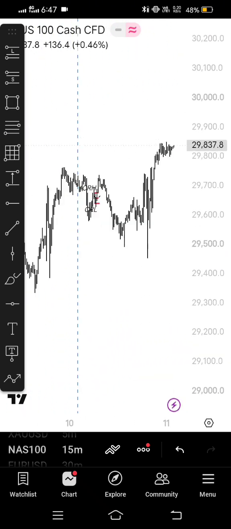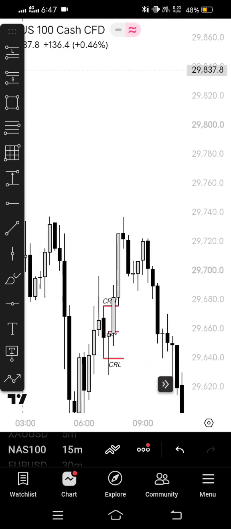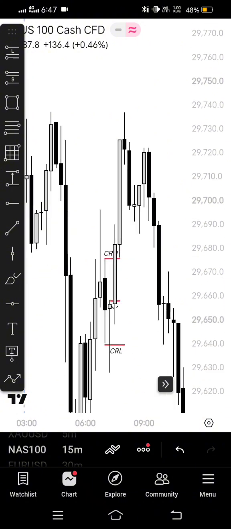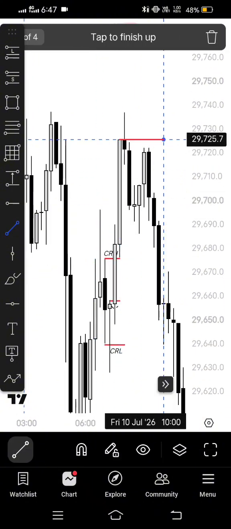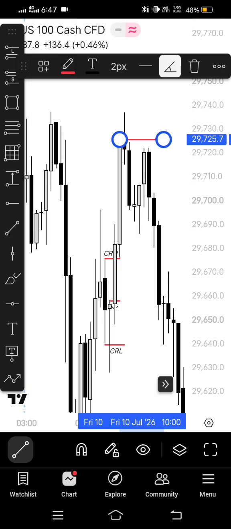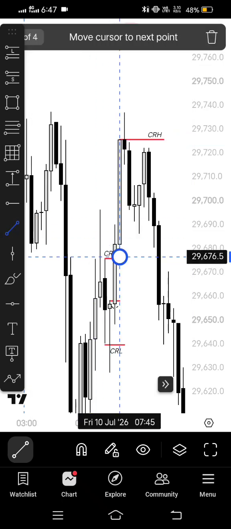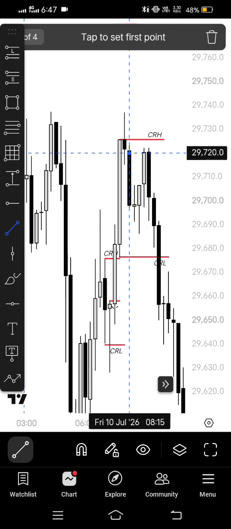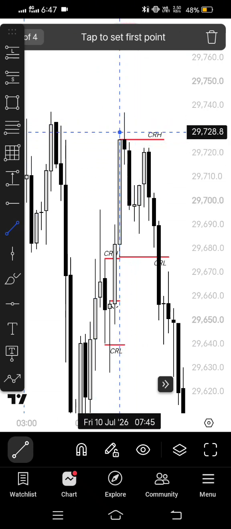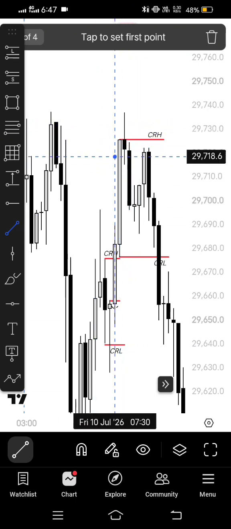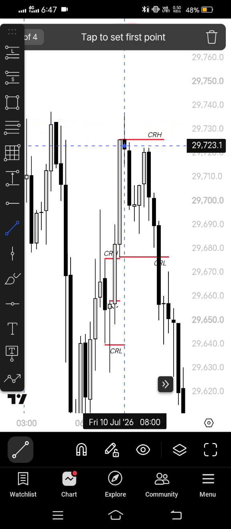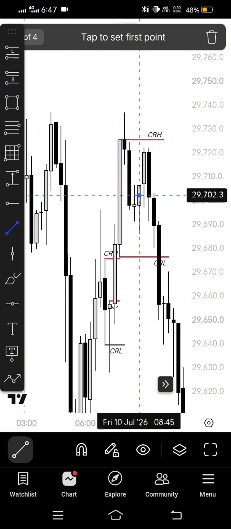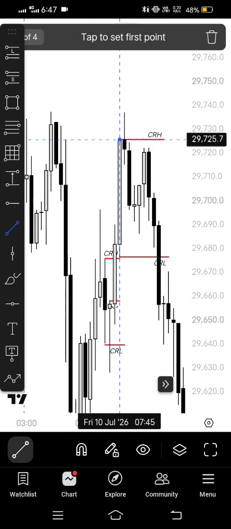Okay, for example, we come here. Now just see here. Market created a candle range high, and I will name it the candle range high, and it also created the candle range low. And you see that the second candle, which purged the liquidity of the first candle, also closes in the first candle range and also closes bearish.